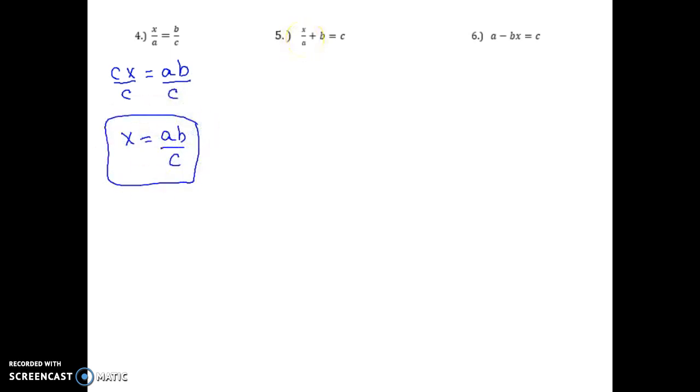All right, and number 5 gets a little bit more complicated. Let's see. First thing I'm going to do is subtract the b and bring it to the other side. So let's subtract b first. Let's get rid of the other term so that just the term that has x in it is all by itself. So x divided by a is going to be equal to c minus b.